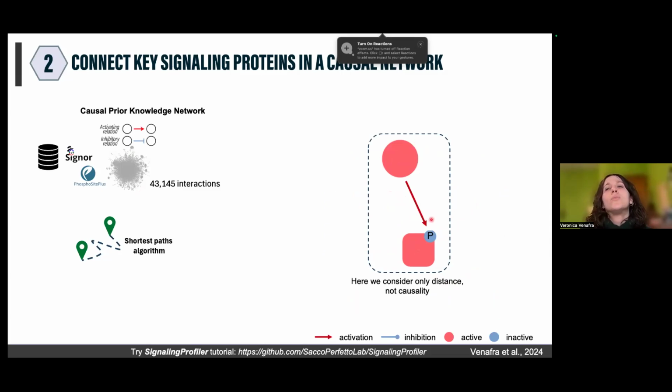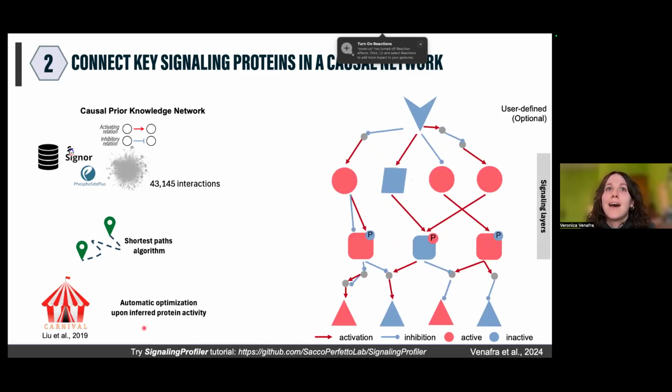Okay, so to perform this choice automatically for the whole network, we exploit the Carnival algorithm, which will remove some edges, but also some proteins if no paths are available. So at the end of this step, we will have a protein-optimized network, but it's not so interpretable.